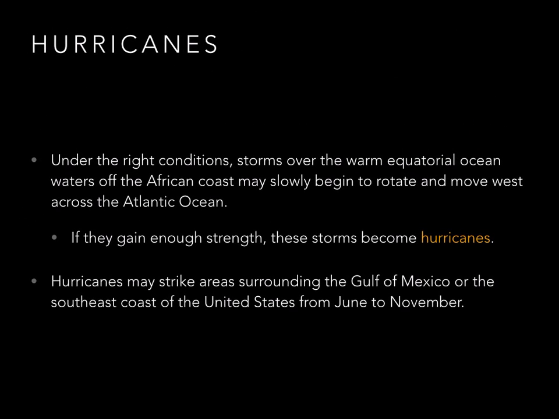Hurricanes. Under the right conditions, storms over the warm equatorial ocean waters of the African coast may slowly begin to rotate and move west across the Atlantic Ocean, drawing heat and energy from the ocean waters. If they gain enough strength, these storms become hurricanes. Hurricanes may strike areas surrounding the Gulf of Mexico or the southeast coast of the United States from June to November.